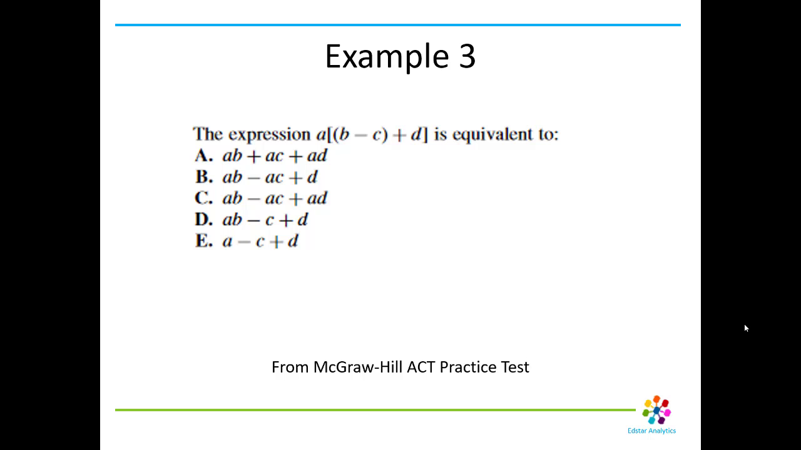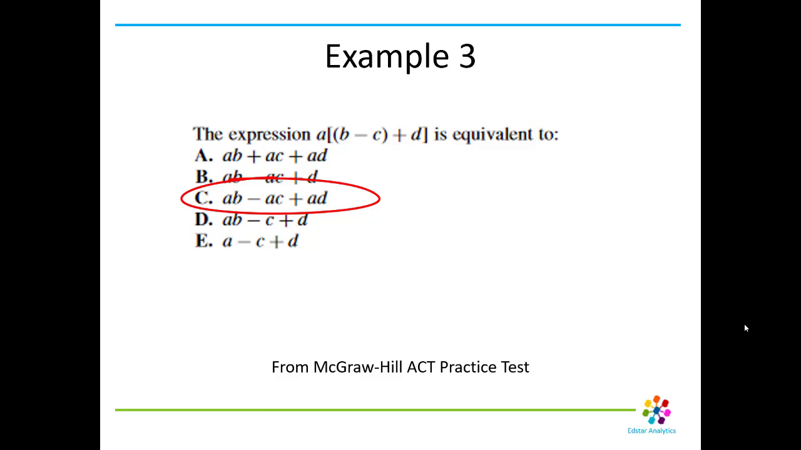So the only thing to do here is take A times everything inside the square brackets, and those parentheses around B minus C are completely irrelevant. They play no role, so they can be dropped. This is going to be AB minus AC plus AD, which is right there, C. C is the right answer.